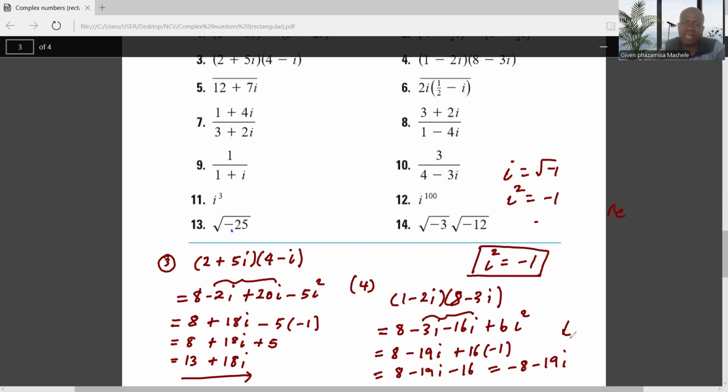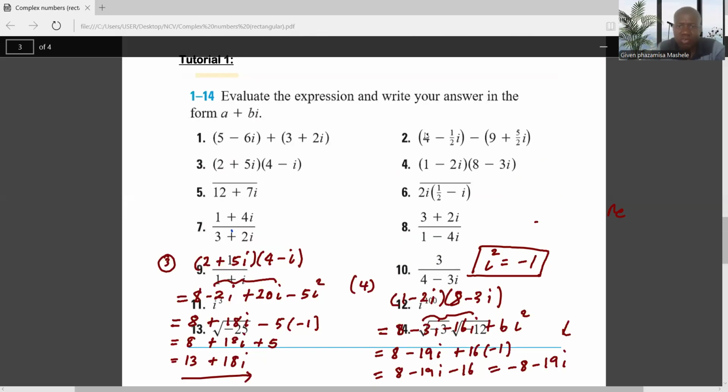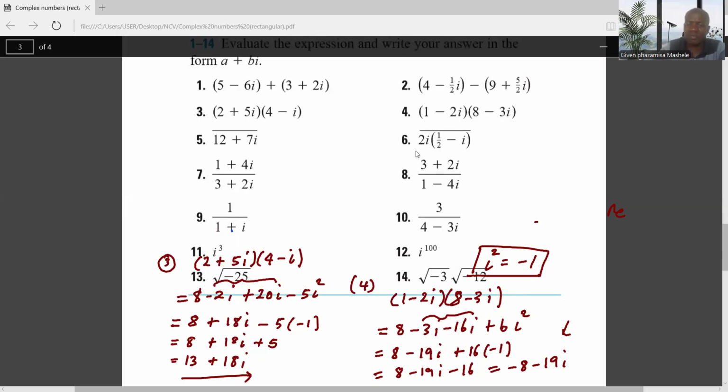I believe you are following. Right, now let's move on to the next questions. We went through number 1, 2, 3, and 4. Then now let's look at this. Number 5, what is number 5?